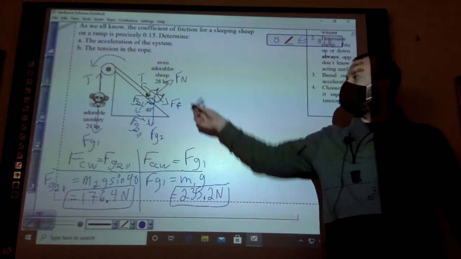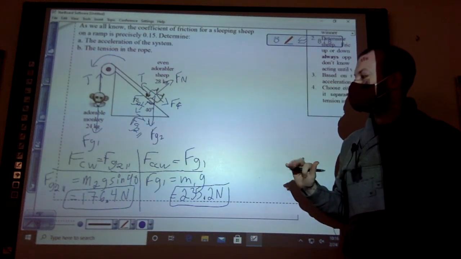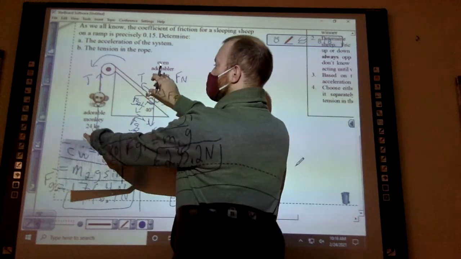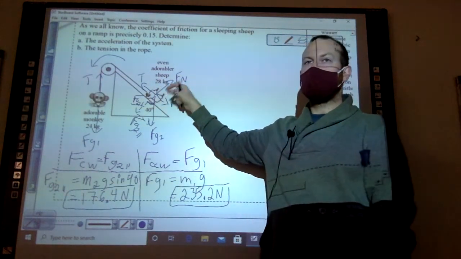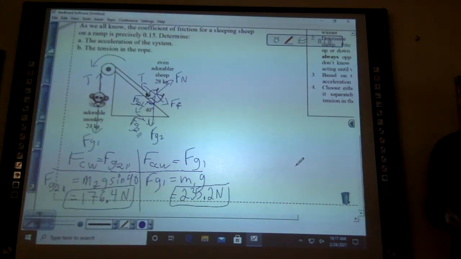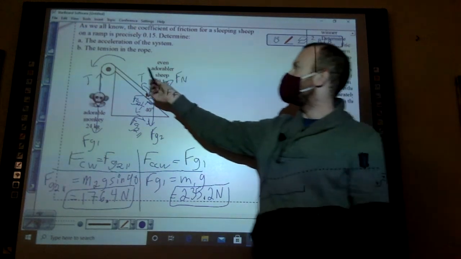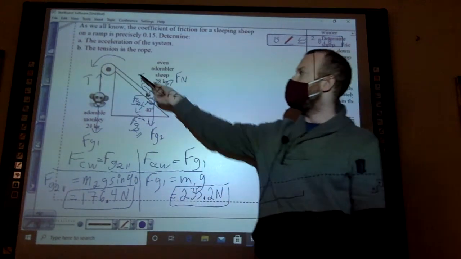Yeah, so force of friction is down the incline because I know the sheep is going up. If this system was moving the other way, so if the sheep was going down and the monkey up, friction would be up the incline. So whatever direction the sheep's going, friction points the other way. The friction force always is opposite to the motion. What direction is the sheep going? Up. Yeah, we just said that this sheep is going up the incline because it's moving counterclockwise. Sheep's going up, monkey's going down.